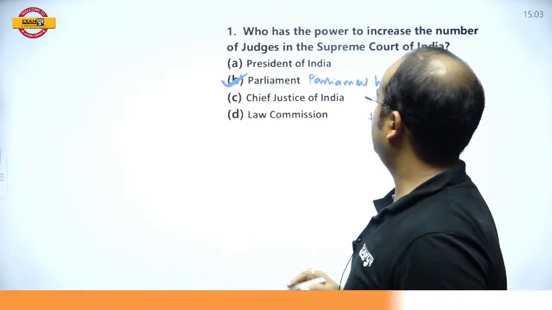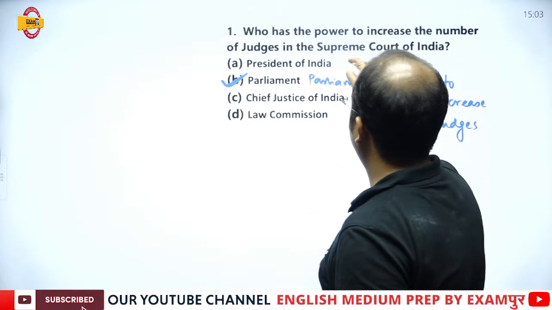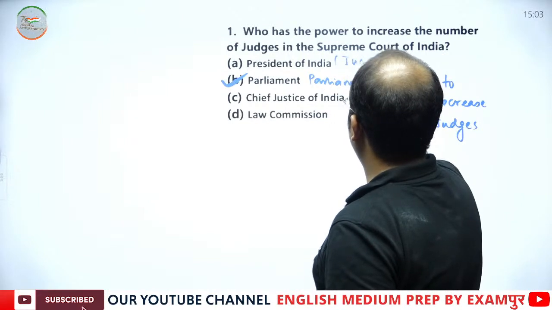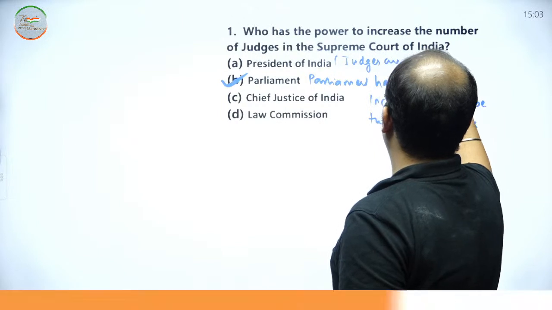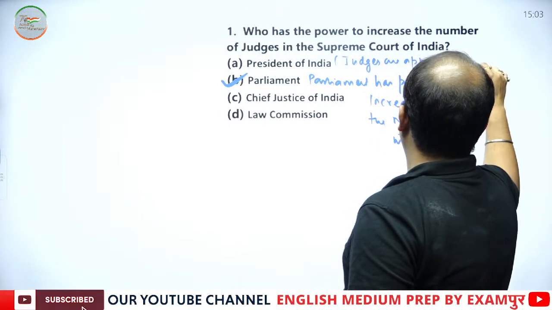And if I talk about the appointing authority, judges are appointed by the President of India.